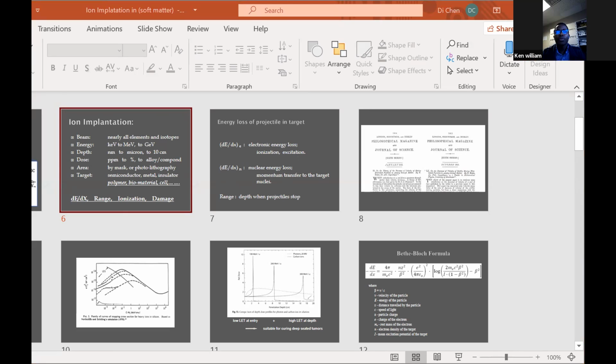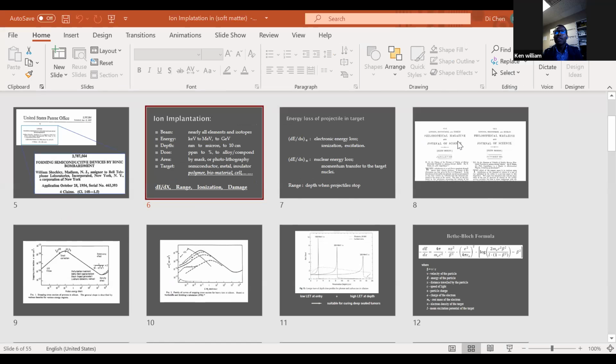Dr. Chu, I have a question. Yes. You've talked about the area. So I'm wondering, is it possible to, for example, implant a given number of ions precisely, maybe 10 ions precisely?